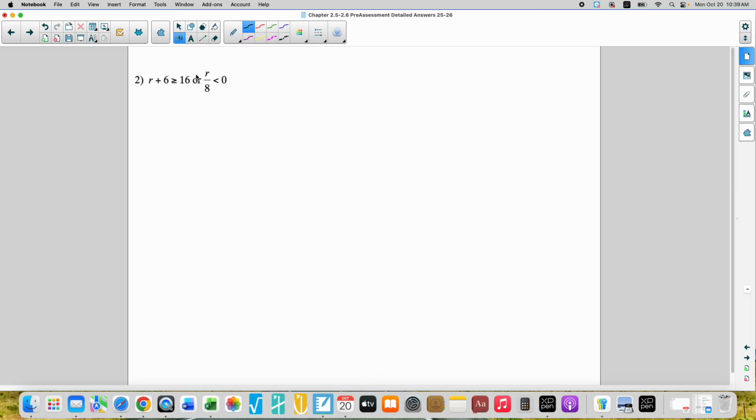All right, we see that this is an or statement. So again, there are two statements. There is r plus 6 is greater than or equal to 16, or r over 8 is less than 0. We're going to subtract 6. Yes, I'm at school on Monday on our day off. So r is greater than or equal to 10.